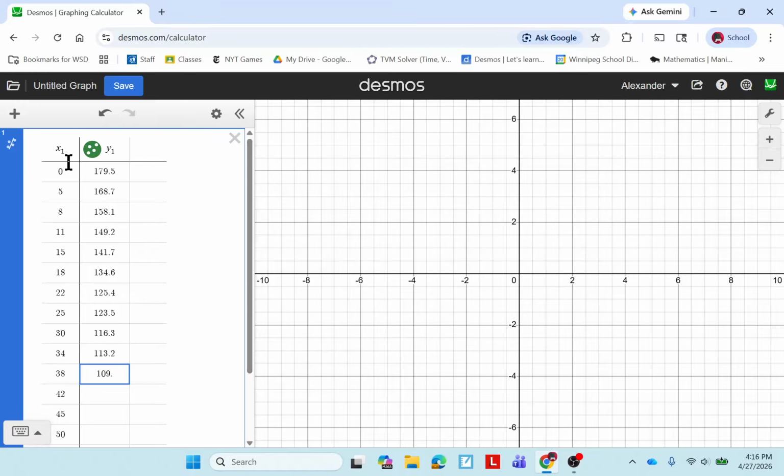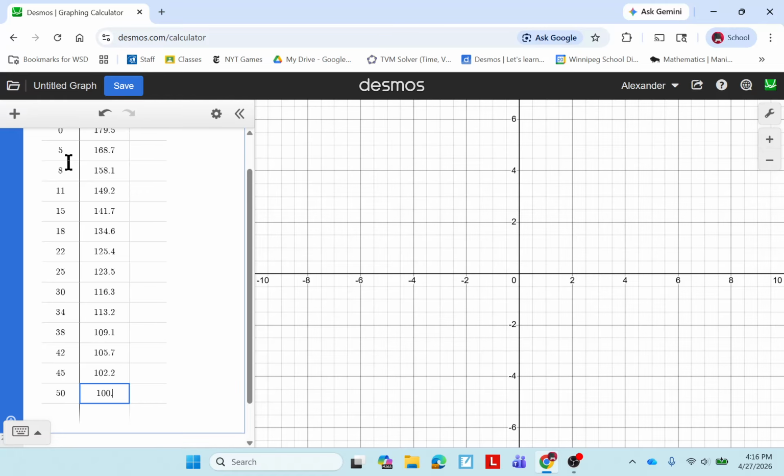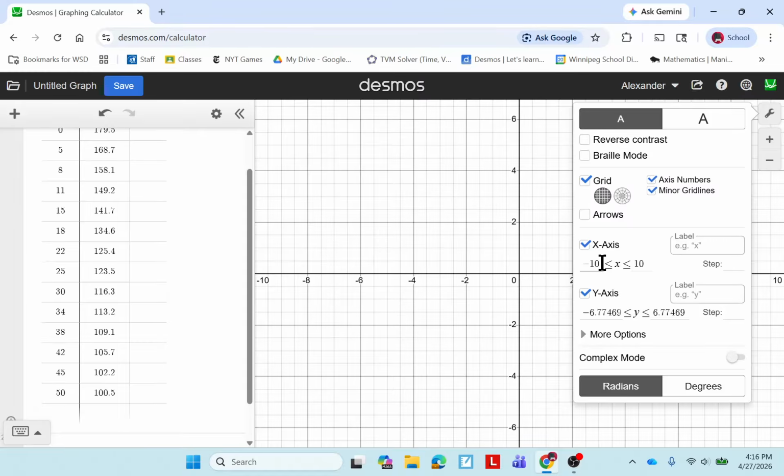We're going to actually take a look at where the dots are located on our graph, which will be a good indication of the shape of our function. Okay, so we can't see anything in our window right now because we're only going from -10 to 10 for our x values and only from like -6 to 6 for our y values. So again, if you want to adjust the window, click on the wrench at the top right, and you can change the labels for the x and the y axis.